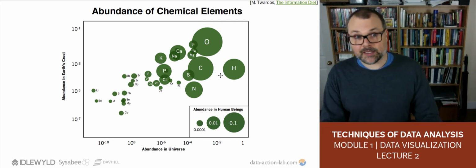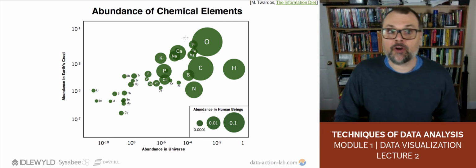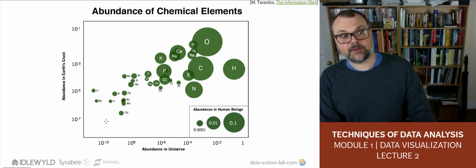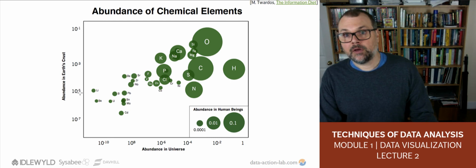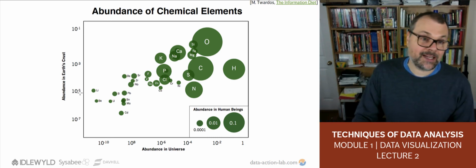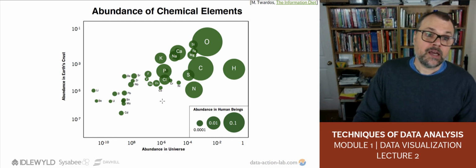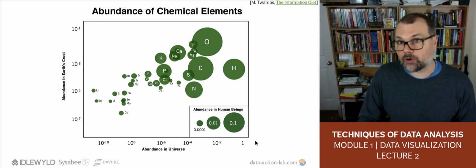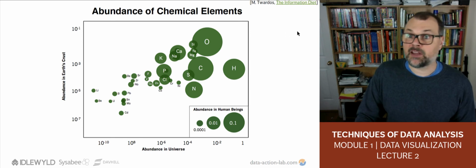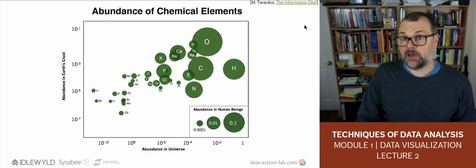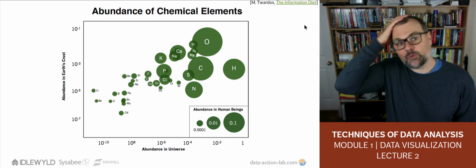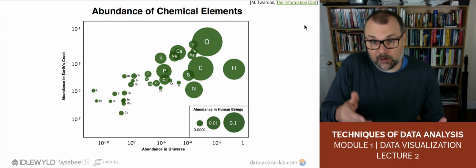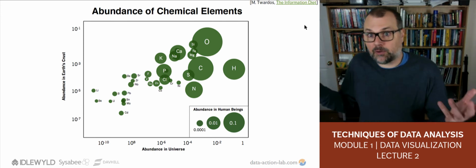Is it surprising that the big bubbles are in the top right corner and the small bubbles, such as it is, are in the bottom left corner? You think about this for a bit, and you're like, it isn't surprising, right? If you're in the top right corner, it means that you're both abundant in the universe and abundant in the Earth's crust. And so it would be surprising if it wasn't also abundant in human beings. As we live on the Earth, we've evolved on the Earth, and the Earth is part of the universe.